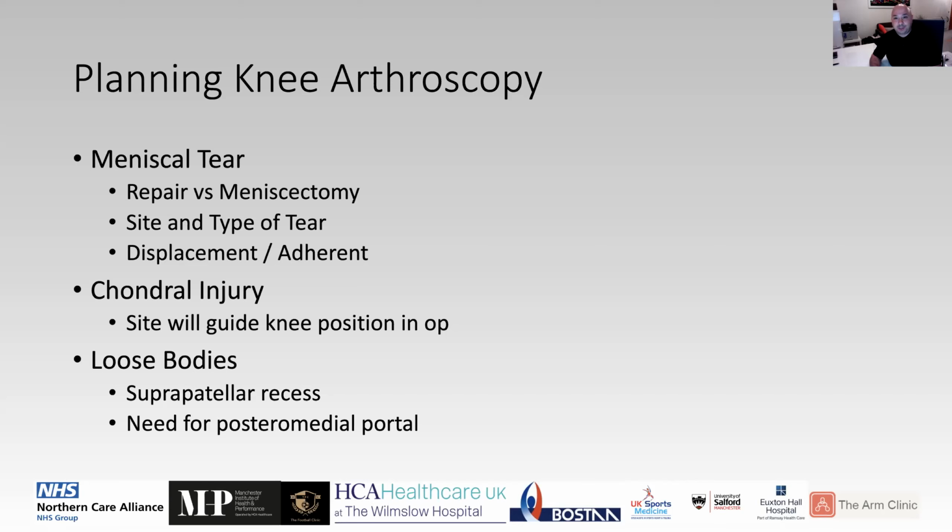You can also develop a suprapatellar recess, which is effectively a healing over of the suprapatellar pouch. And sometimes you can have a loose body trapped within that recess. And if you look inside the knee, you wouldn't see it. You'd have to release the fibrous wall to that recess before you can access the loose body. So it's always worth looking out for that. And also, if there are any posterior loose bodies, it guides me in whether or not I'll need to form a posteromedial portal to help remove them. So there's lots of things really I can use on a knee MRI scan to help me plan a knee arthroscopy.